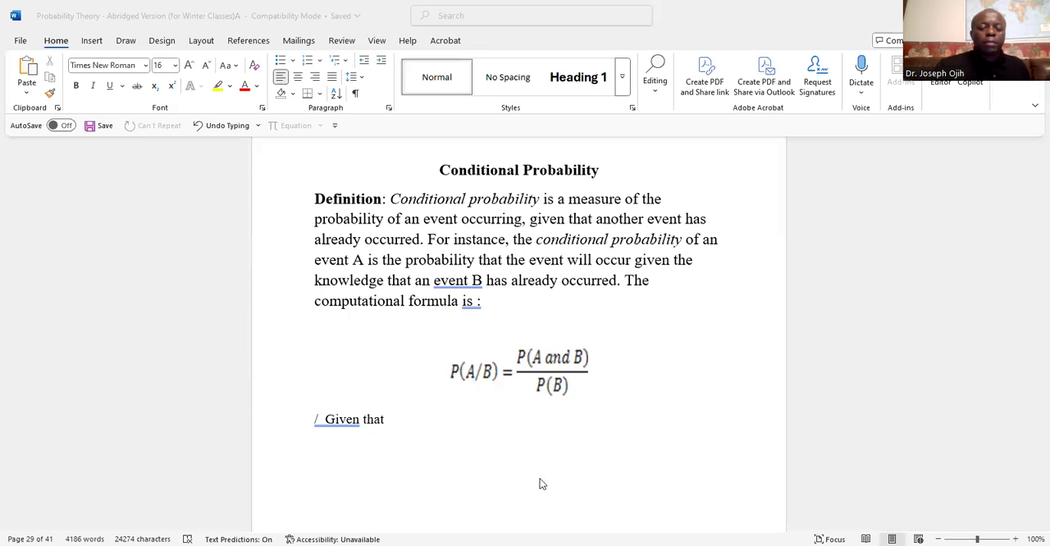So today we focus on rounding up the concept of probability. I'm going to share my screen with you. So we're going to round it up, starting by discussing what we call conditional probability.